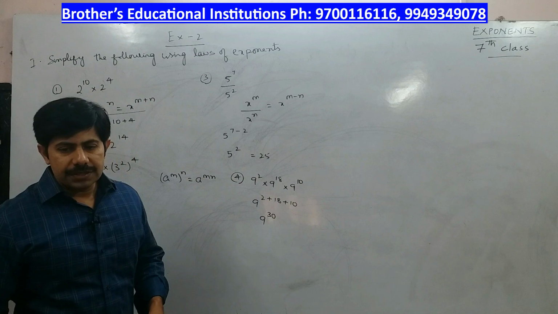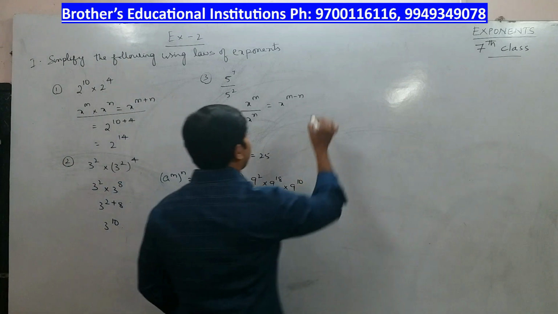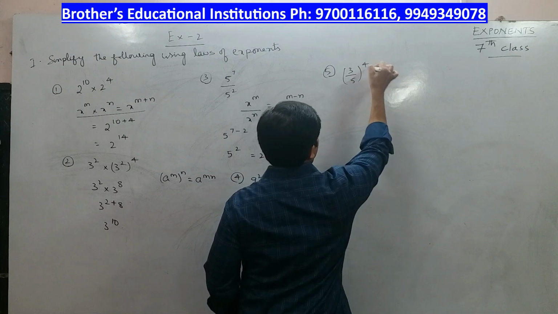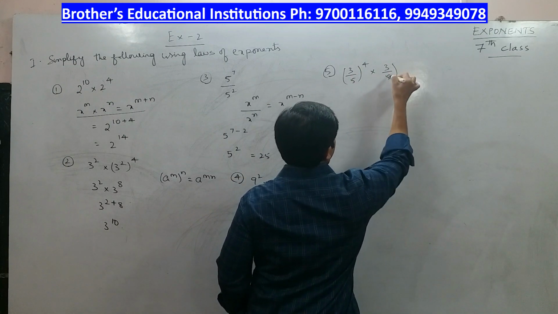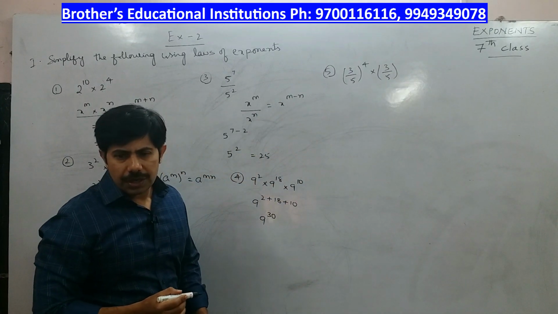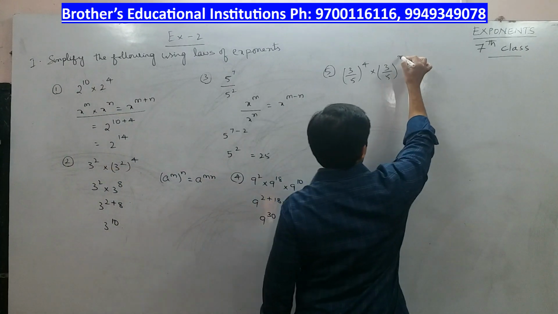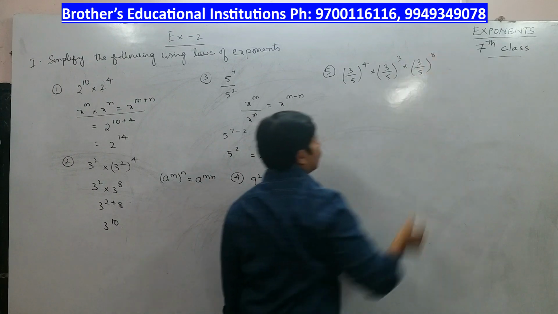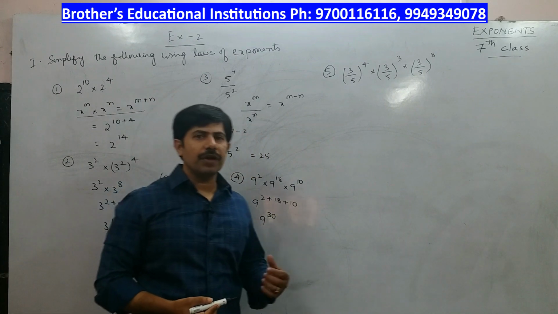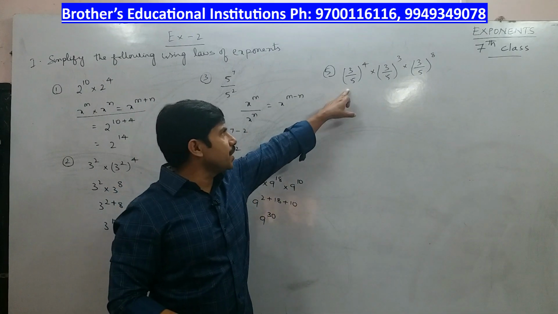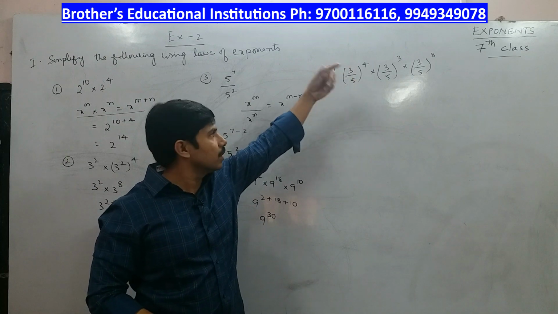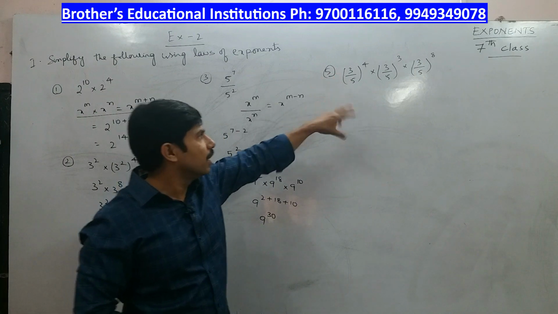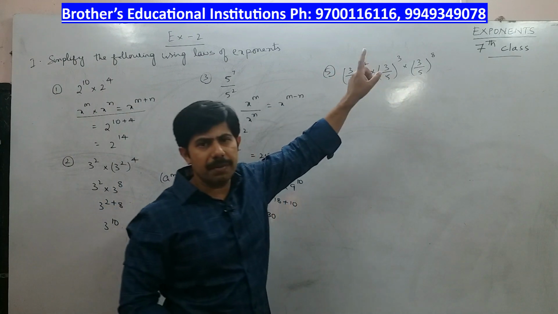Then fifth one, it is 3 by 5 whole power 4 into 3 by 5 whole to the power of 3 into 3 by 5 whole to the power of 8. Okay. So now here also we find the base and exponent. The base is 3 by 5 and exponent is 4. Base is 3 by 5 and exponent is 3 in the second one, and in the same thing the third one, 3 by 5 is a base and 8 is the exponent.